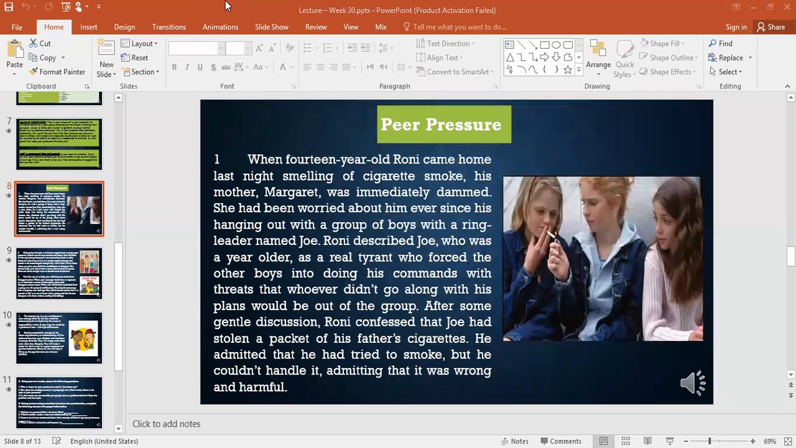Let's start. Maya, please read. Okay. Peer pressure. When 14-year-old Ronnie came home last night smelling of cigarette smoke, his mother, Margaret, was immediately alarmed. She had been worried about him ever since he started hanging out with a group of boys with a ringleader named Joe. Ronnie described Joe, who was a year older, as a real tyrant who forced the other boys into doing his commands with threats that whoever didn't go along with his plans would be out of the group.